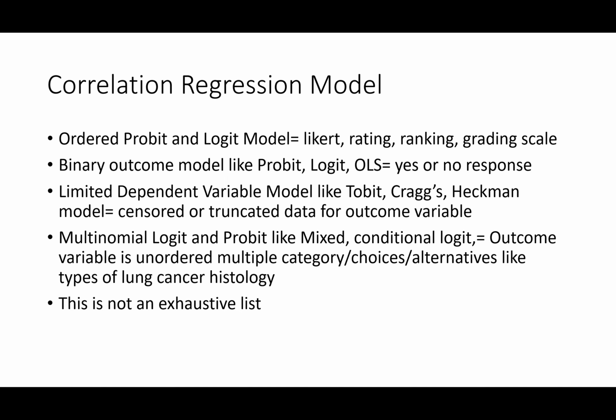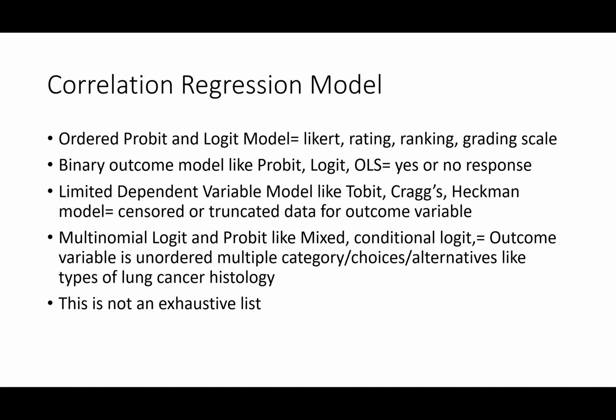Limited dependent variable models are Tobit, Cragg's model, Heckman's model, Hurdle model, which is a two-part model. In this, your dependent variable or outcome variable is censored or truncated, which means your dependent variable has a limit beyond which there is no observation in your data, which is, in other terms, censored or truncated data.